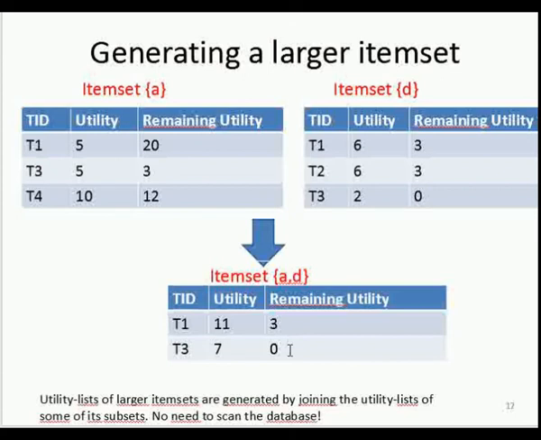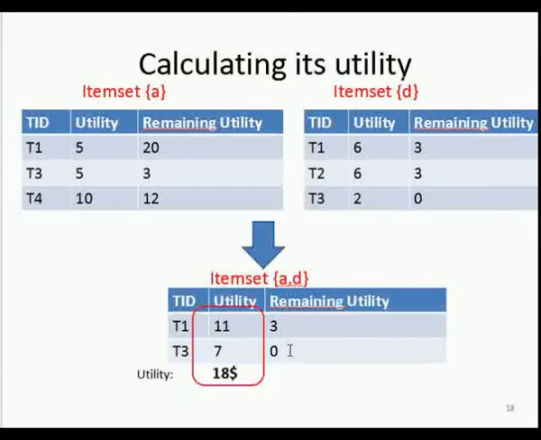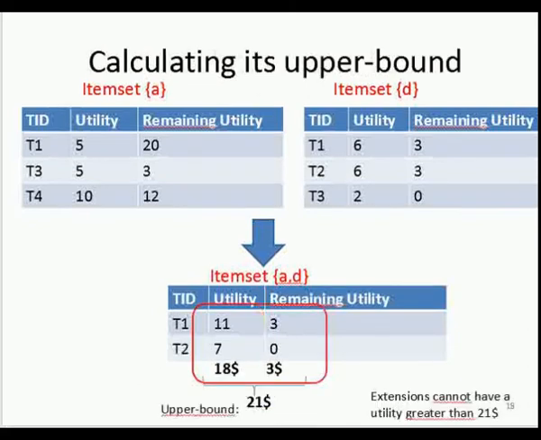From this, we can find that the utility of AD is $18 by calculating the sum of the utility column in the table of AD. And also, we can calculate an upper bound for all the item sets that start with AD, like ADE, ADF, and so on. So we find that all the extensions of AD cannot have more than $21 of profit or utility.